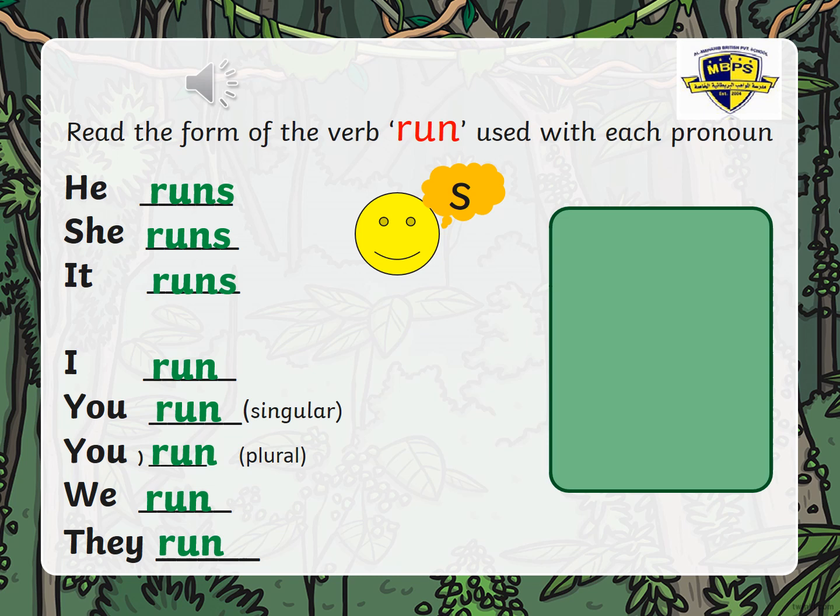Next one, I. With I, we do not add an S at the end of the verb. I run. Can you see any S at the end? No. So with I, you, we, and they, we do not add S at the end of the verb. Let's read here. I run. If we are saying we, so we run. If it's you, you run. They run.